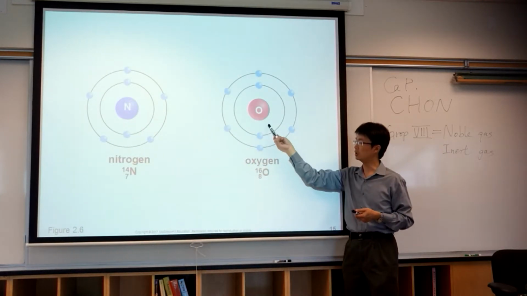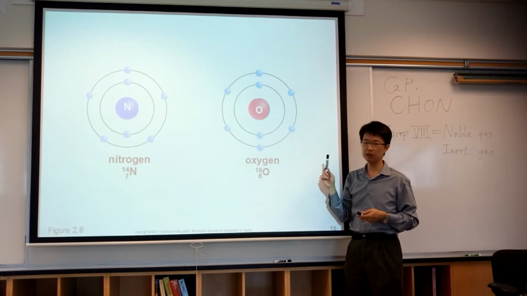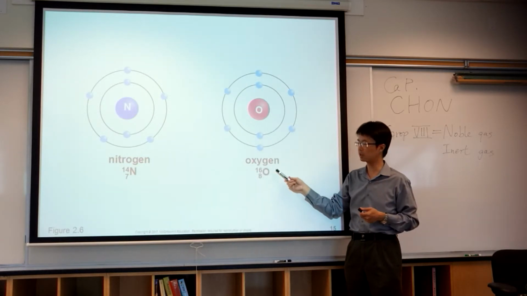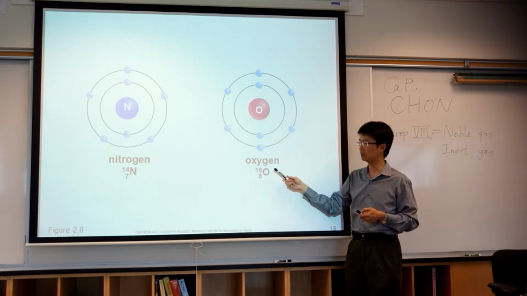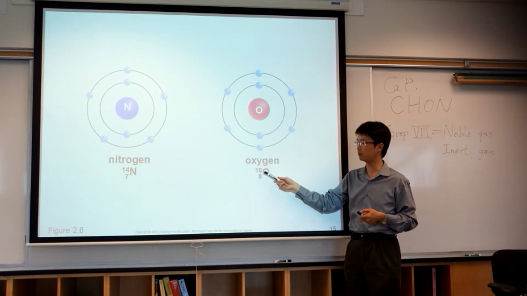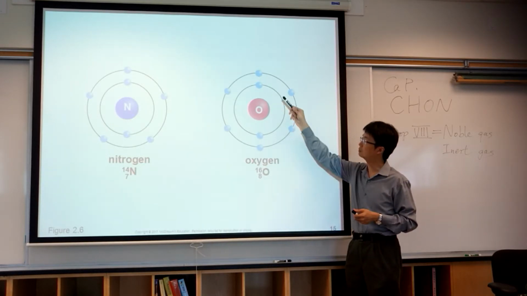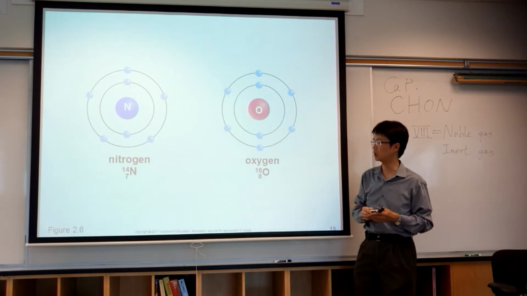And oxygen's atomic number is 8. The mass number is 16. I want to emphasize one thing. The mass number is not necessarily double the atomic number. In all these examples, we see that it's like double, but it's not necessary. Remember, in an isotope, it's not like this. So we have 2 electrons in the first electron shell, and then we have 6 electrons in the second electron shell.